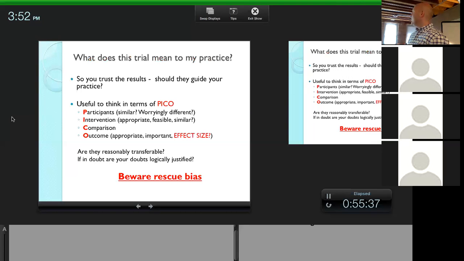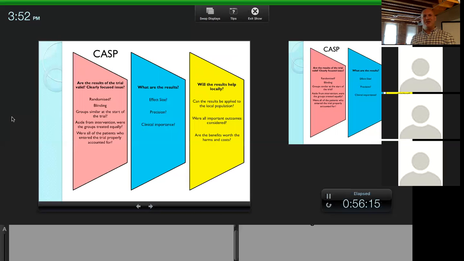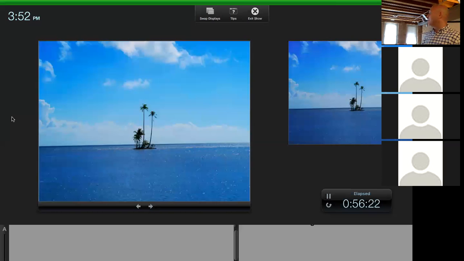And were the outcomes important, and what's the effect size? If you have doubt, are your doubts logically justified, or do you just want to hate on this trial because of the answer that it's given you? This is the CAST tool broken down, but we don't really need to go through that because you're about to do it. Just a couple of last things.